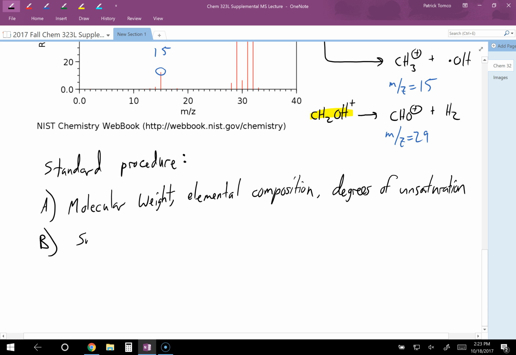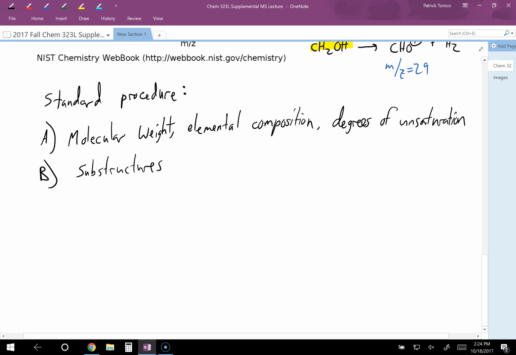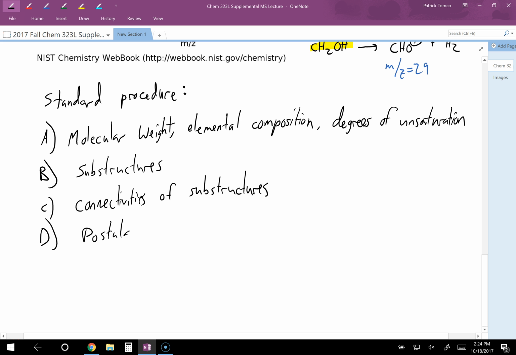Once I know that, I'm going to start looking at substructures that are present in the molecule. I'm going to be looking at other little pieces and substructures that exist on the molecule that could correspond to those little mass fragments. Sometimes you see some more often than others. For instance, 43 is a very common one with compounds that have an acetyl group. You're going to see some of these common substructures. And then we're going to look at the connectivities of these substructures. Okay. And once we have this in mind, we will then have a postulated possible molecule. And this corresponds to the mass fragments that we observe.